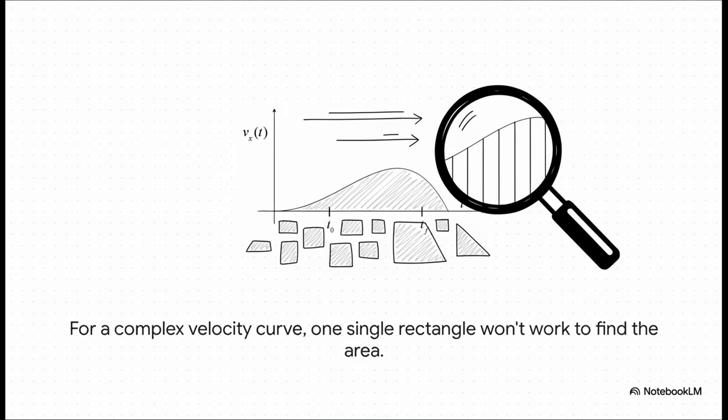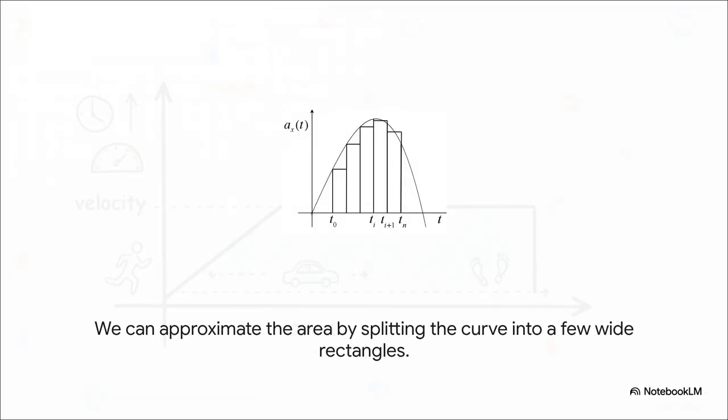But what if we just zoomed way in? What if we tried to just estimate the area by jamming a few rectangles under that curve? For each of these little slices of time, we can kind of pretend the velocity is constant. Now, it's not a perfect fit. You can see all those gaps and corners where we're over or underestimating, but if we add up the areas of these rectangles, we get a pretty decent guess of the total distance.